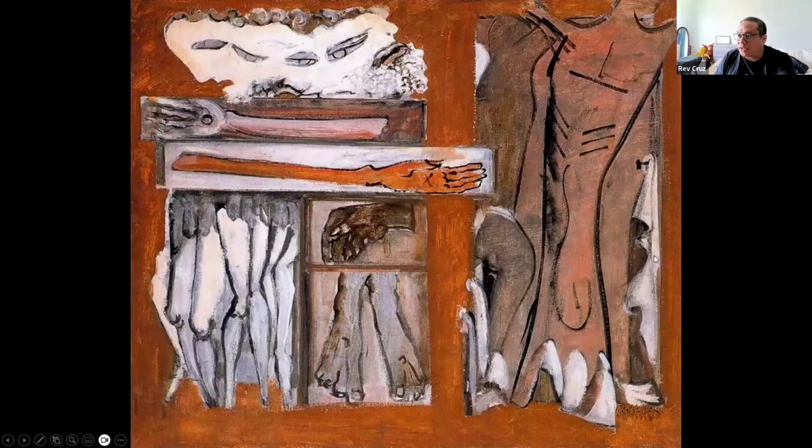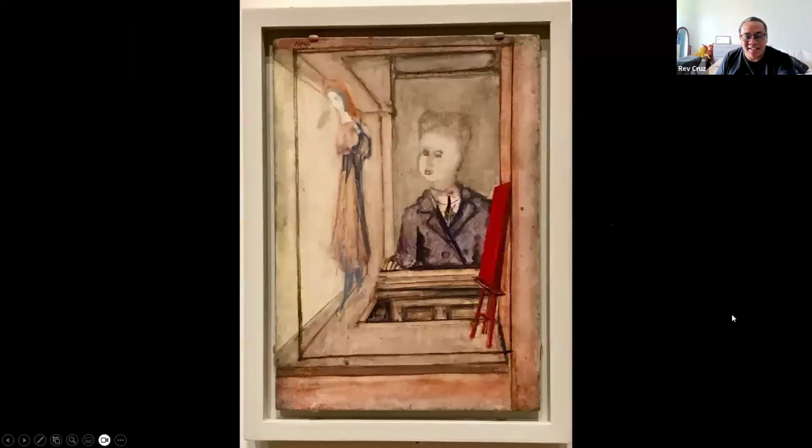Here's another. This can be considered as surrealist, right? And this is a depiction of myths and legends from classical Greek text. So you might see some morbid things.